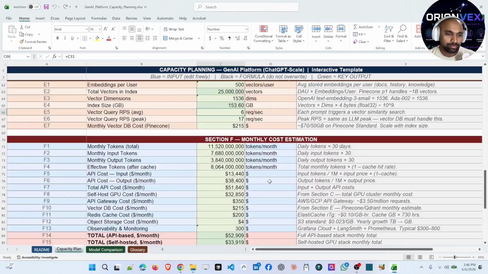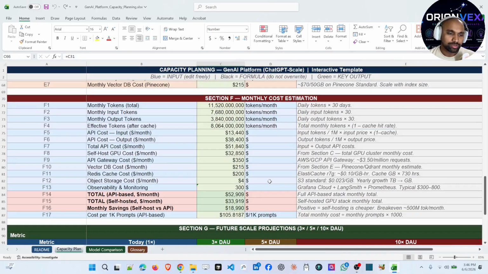Next, come to the monthly cost estimation. This is going to be the crucial part. Based on this calculation, our total monthly cost will come.